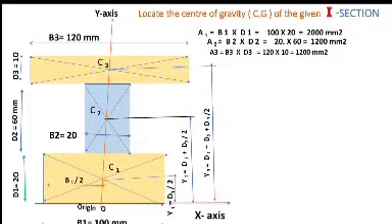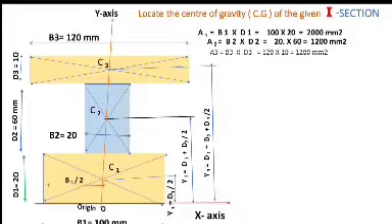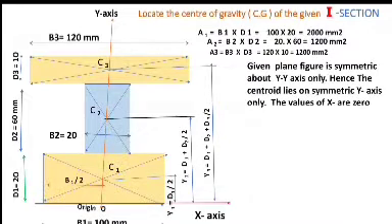Now coming to the areas. The area of the bottom flange A1 equal to b1 into d1 equal to 100 by 20. Therefore A1 equal to 2000 mm square. A2 is the area of the middle section, that is the web, A2 equal to b2 by d2 equal to 20 by 60 equal to 1200 mm square, and the area of the top flange A3 equal to b3 into d3, base into depth, equal to 120 by 10 equal to 1200 mm square.